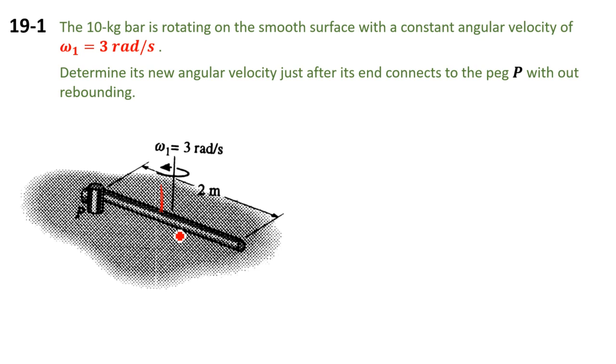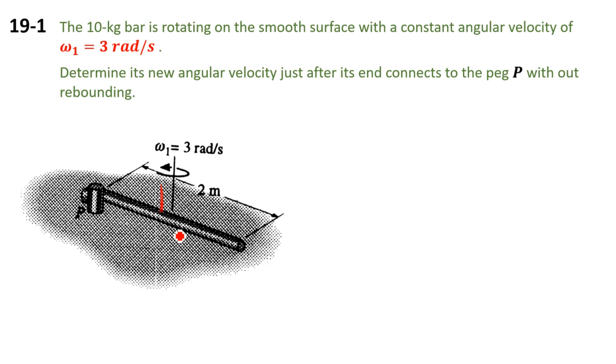So at the beginning, when the bar is rotating around the point G, that means that the velocity at the point G is going to be equal to 0. Then we can find the momentum conservation for the first state.